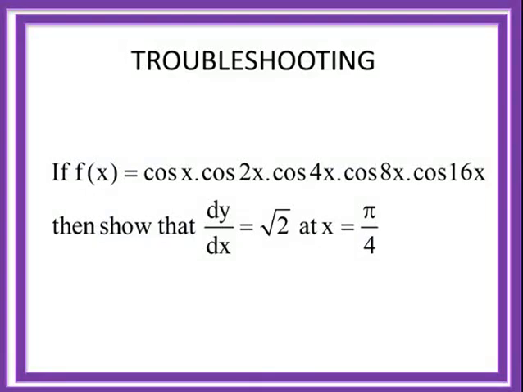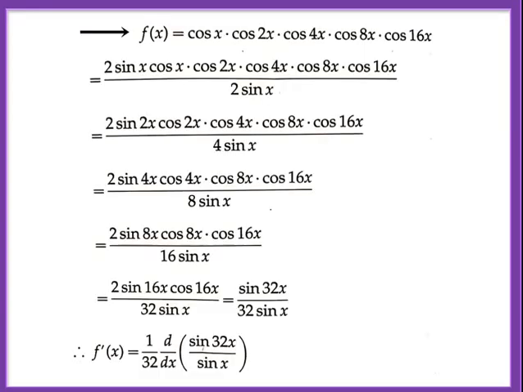Hello students, today we start with last lecture's troubleshooting sum. I hope that you at least tried that. I repeat the sum. If f of x equal to cos x into cos 2x into cos 4x into cos 8x into cos 16x, then show that dy/dx is root 2 at x equal to pi by 4.